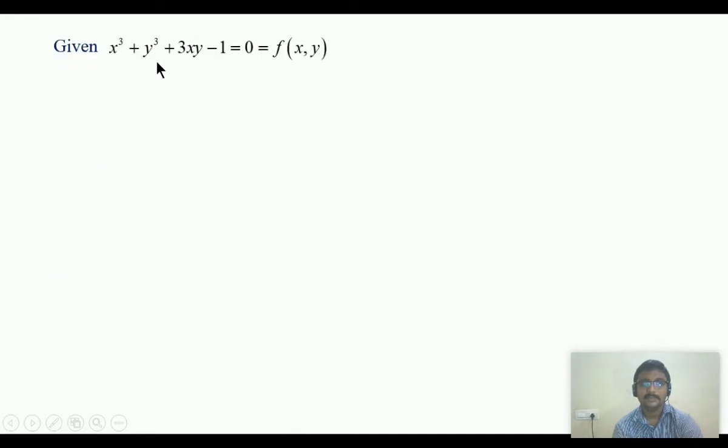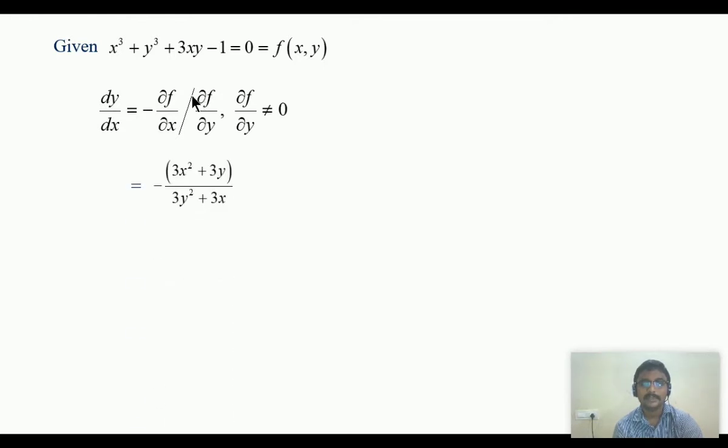Now we have x cube plus y cube plus 3xy minus 1 equal to 0. It is an implicit function because x cannot be solved in terms of y. Now the implicit formula, that is dy by dx is minus dou f by dou x upon dou f by dou y. Substituting the partial derivative values and simplifying by taking out 3 as common in numerator and denominator, clearly 3 gets cancelled. So we will have minus of x square plus y by y square plus x. It is the value of dy by dx.